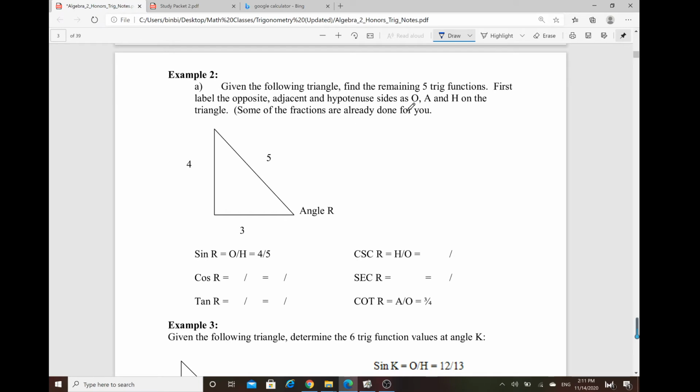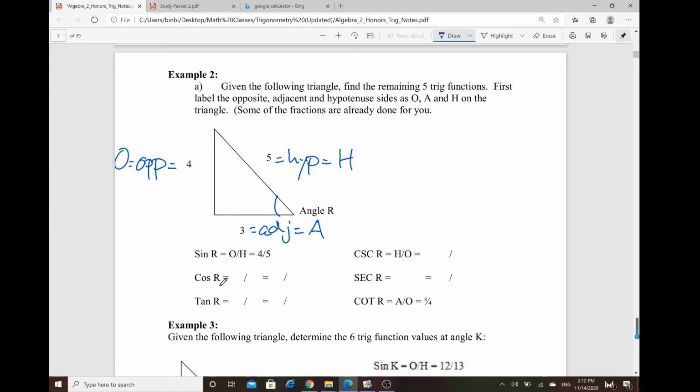And some of the functions are already done for you. So we started with angle R, and we're using angle R as the base angle. Obviously the adjacent would be what? 3, because that's right next to it, so that's capital A. And the one facing across, 4, would be the opposite, capital O. And 5, which is the hypotenuse, would be H. Normally I like to abbreviate it with ADJ for adjacent, OPP for opposite, and HYP for hypotenuse.